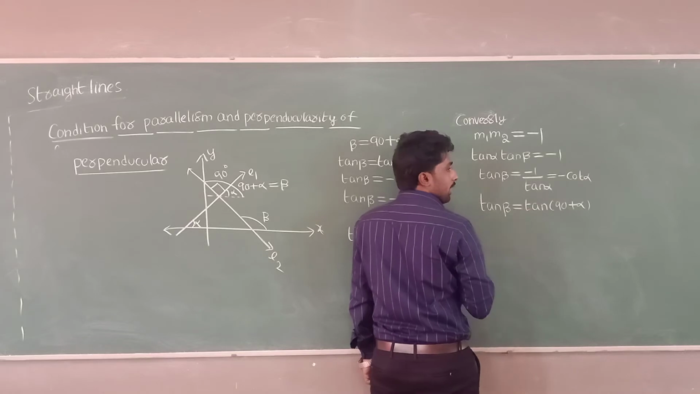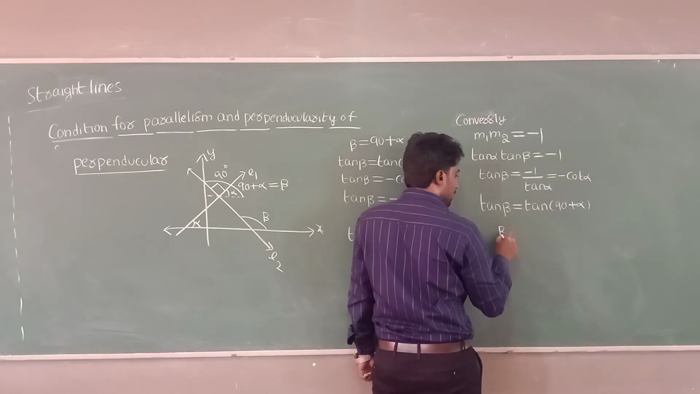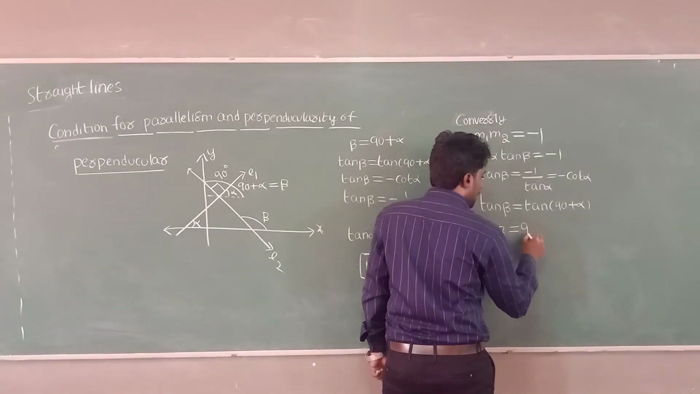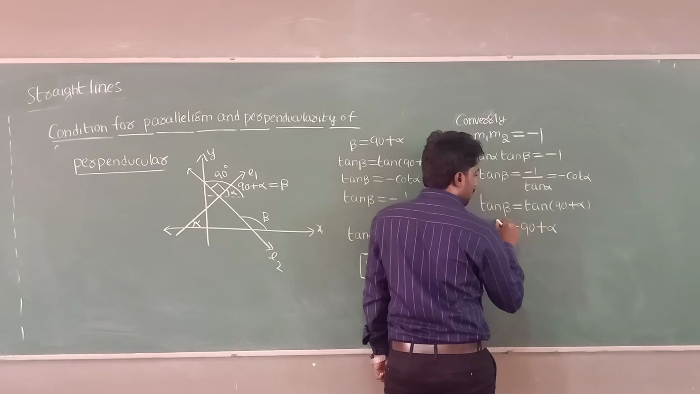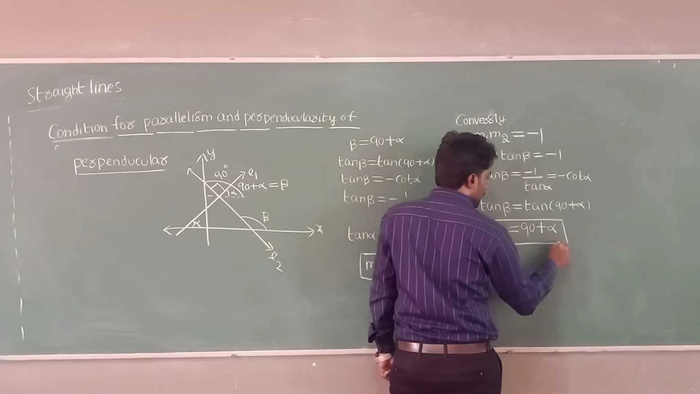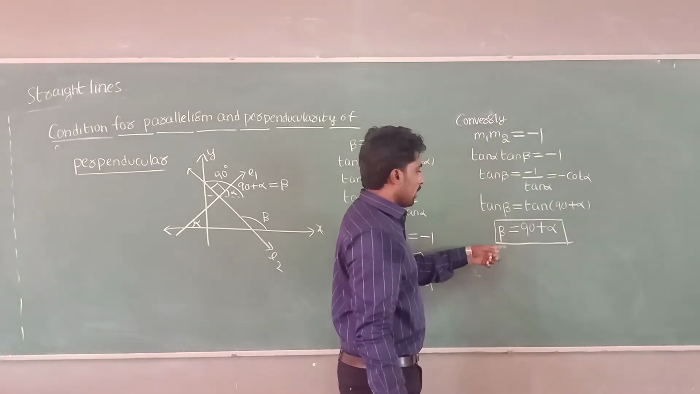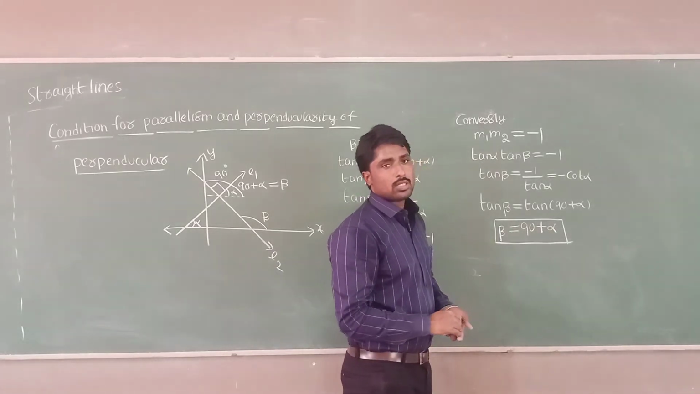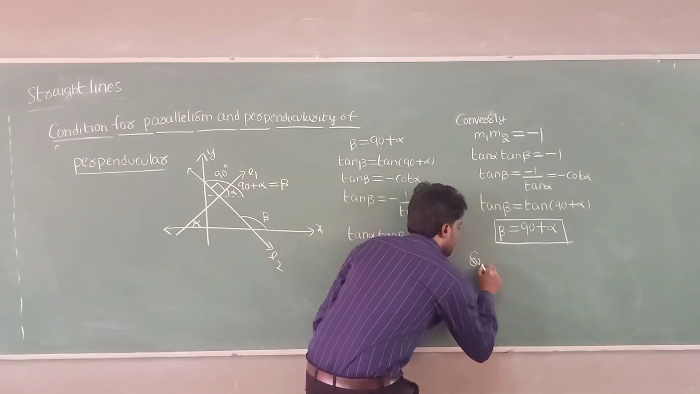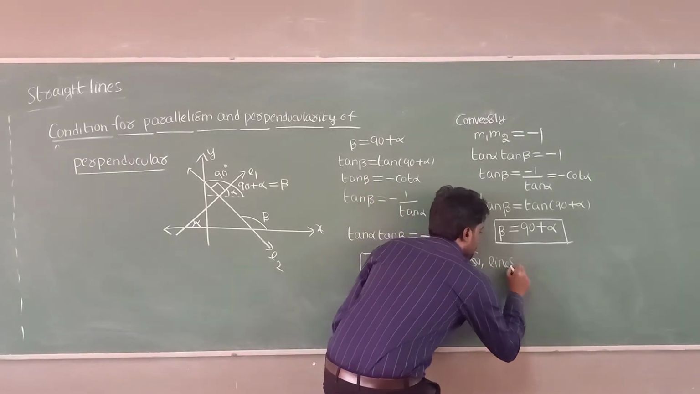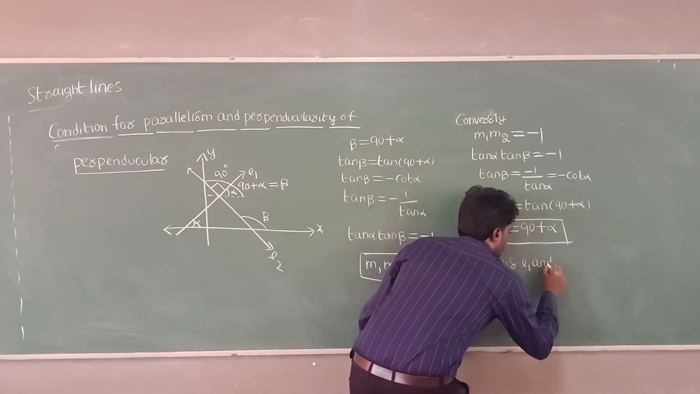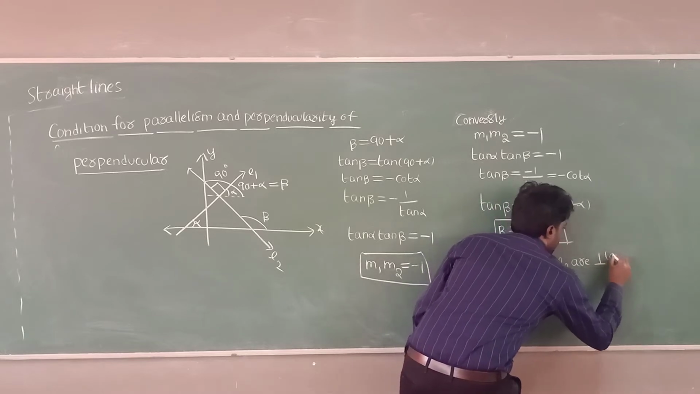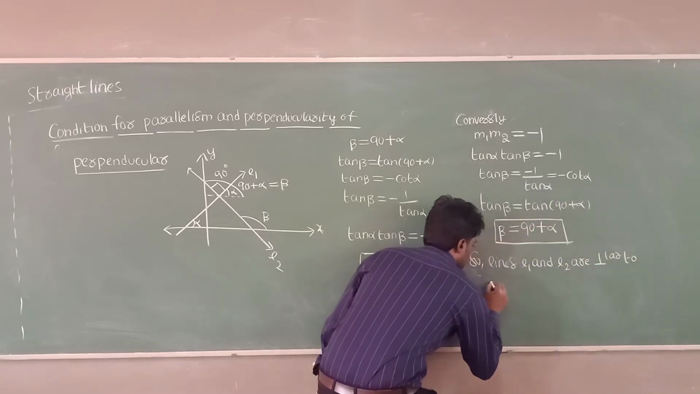So both sides tan is there. By using the tangent function, if tan beta equals tan of 90 plus alpha, then beta equals 90 plus alpha. So I proved the converse also. If the product of the slopes is equal to minus 1, then the inclination of the second line is equal to 90 plus the inclination of the first line. So the lines L1 and L2 are perpendicular to each other.